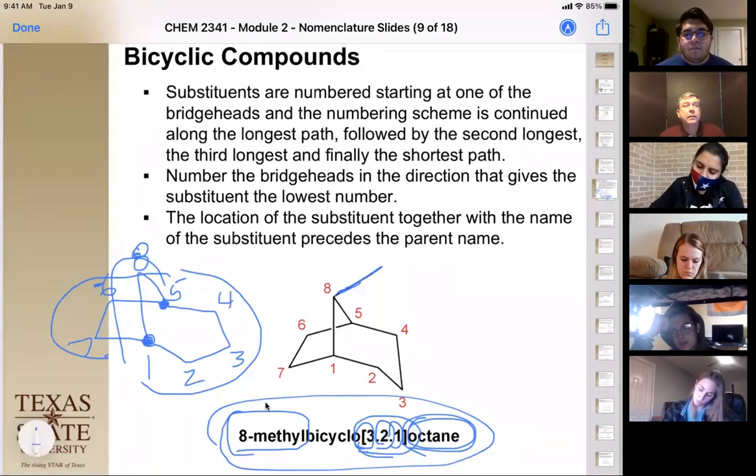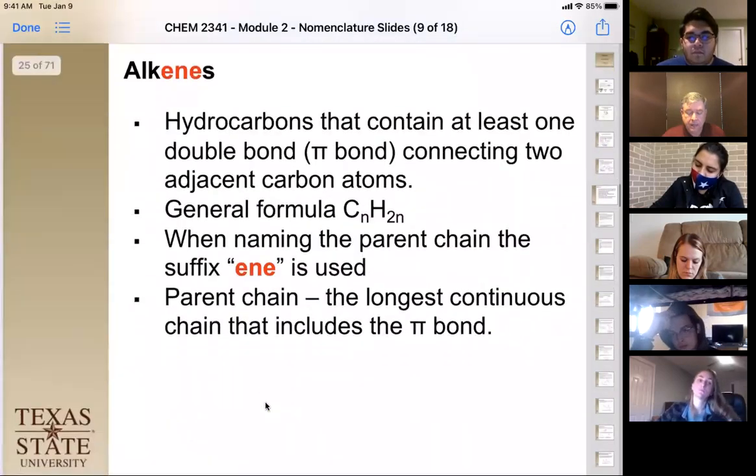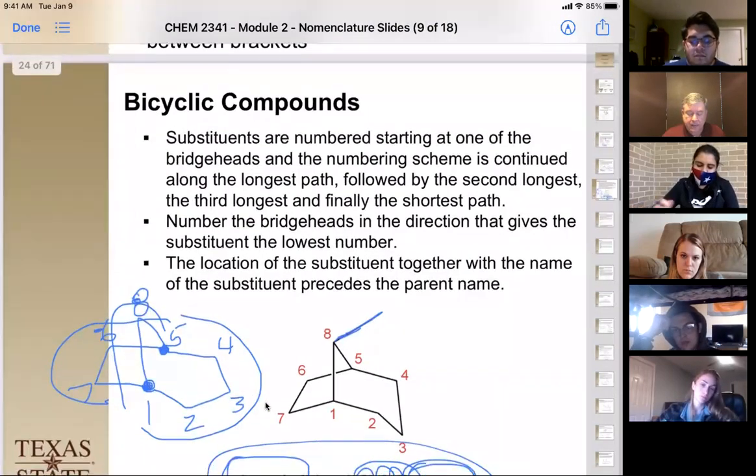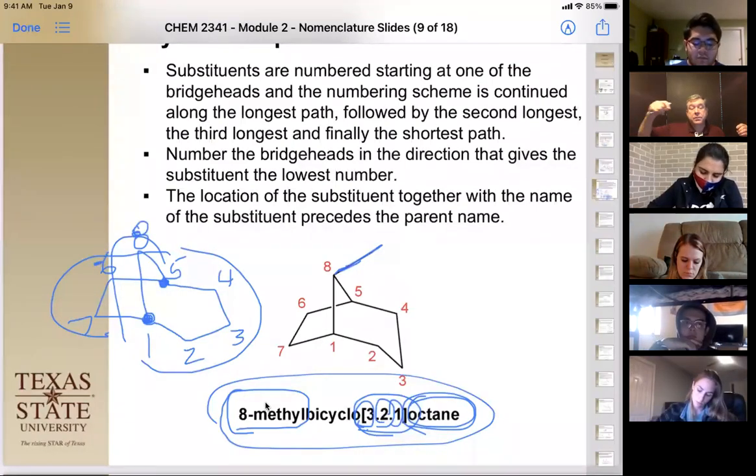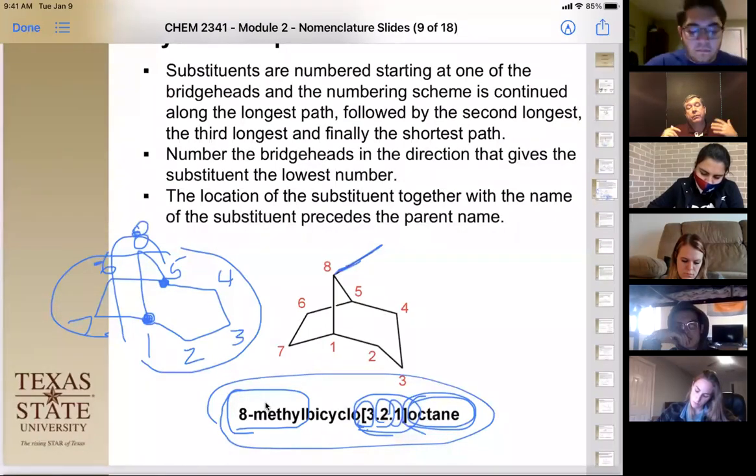Okay, let's see, we're at 9 o'clock, moving right along. Questions about alkanes. Longest chain, substituent on the lowest number if possible, second lowest number if necessary. If we have 3 of the same, we can do tri. If we have 4 of the same, we can do tetra.